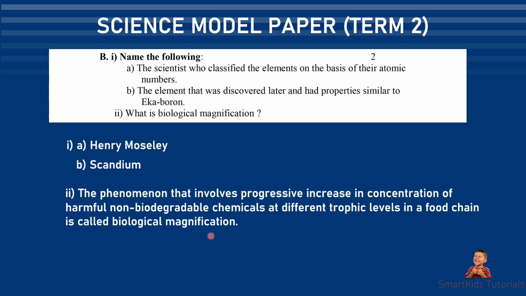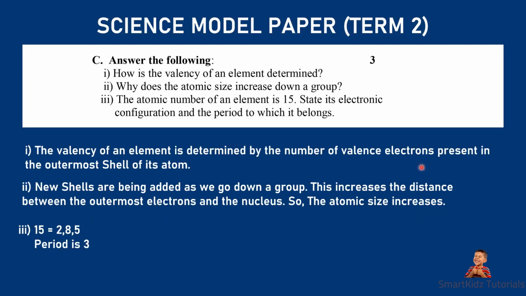So the definition here is: the phenomenon that involves progressive increase in concentration of harmful, non-biodegradable chemicals at different trophic levels in a food chain is called biological magnification. Question 1C, answer the following. It's for 3 marks, so there are 3 questions.